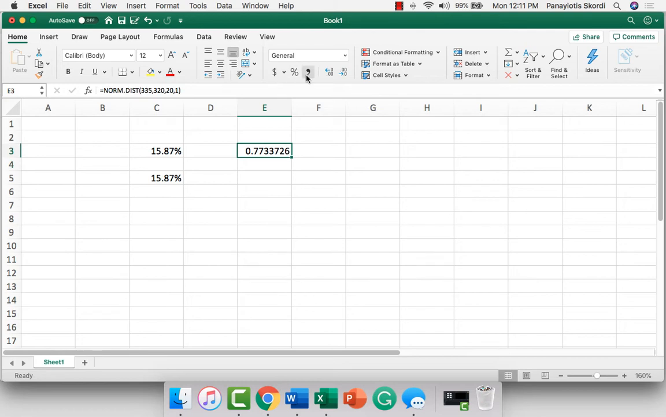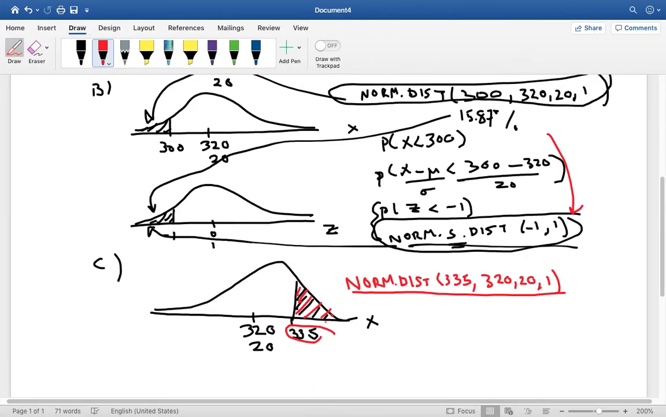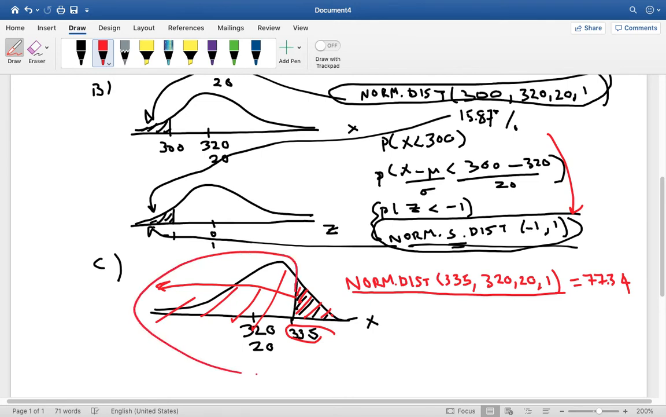Why are we getting 77%? There's no mistake in that. It really is 77.34%. So let's go back to here. So the actual answer is 77.34%. But Excel works to the left. So in fact, the answer this was giving us was the answer to the left. So it's this area in here. It's all this area over here. So all this area, that is 77.34%.